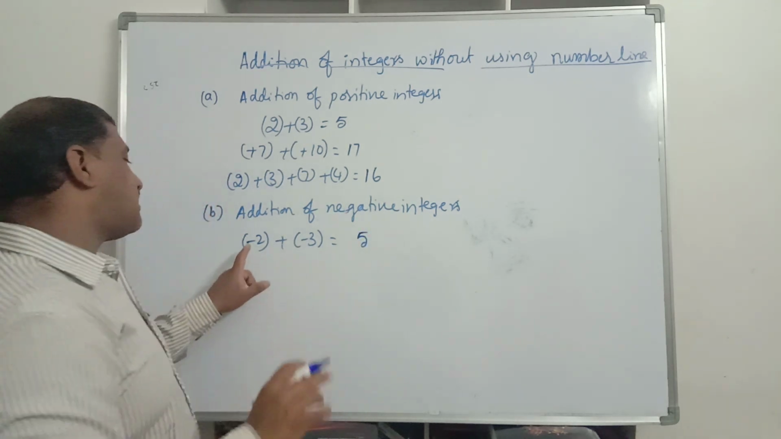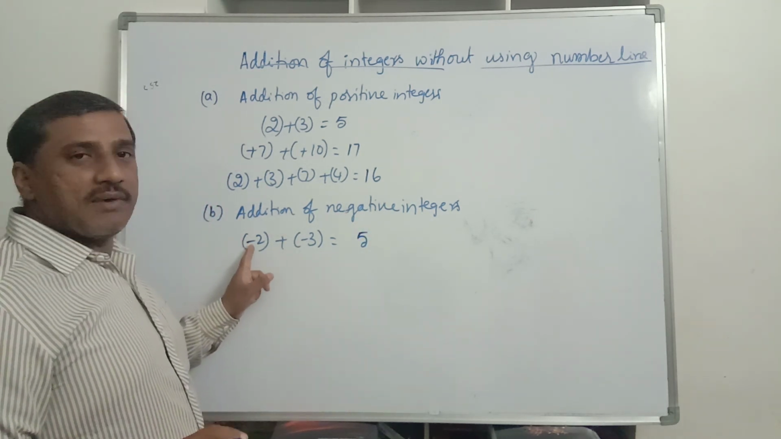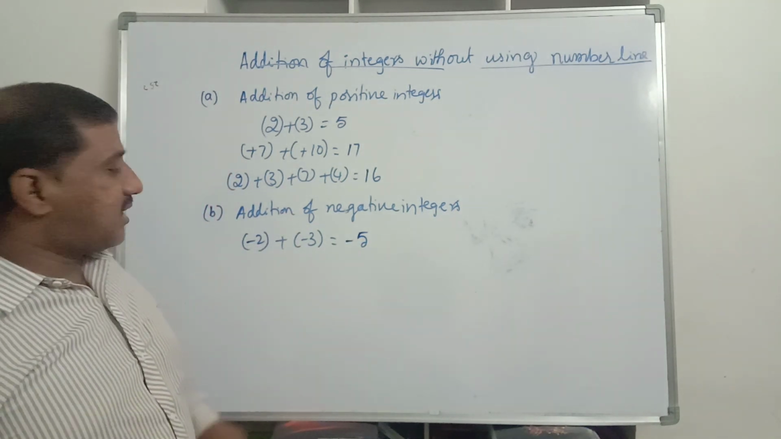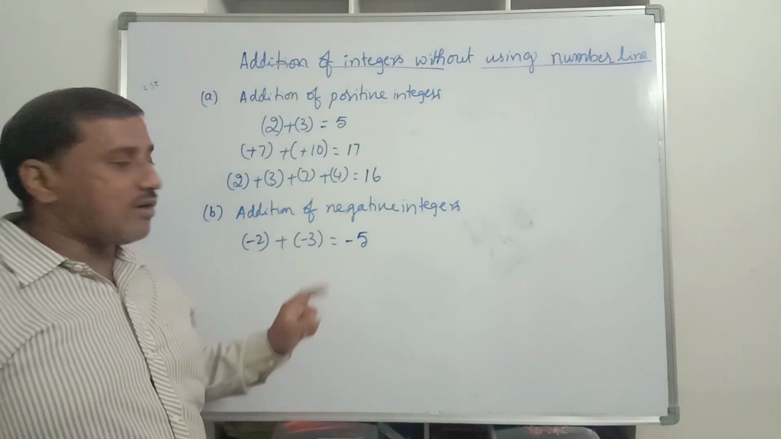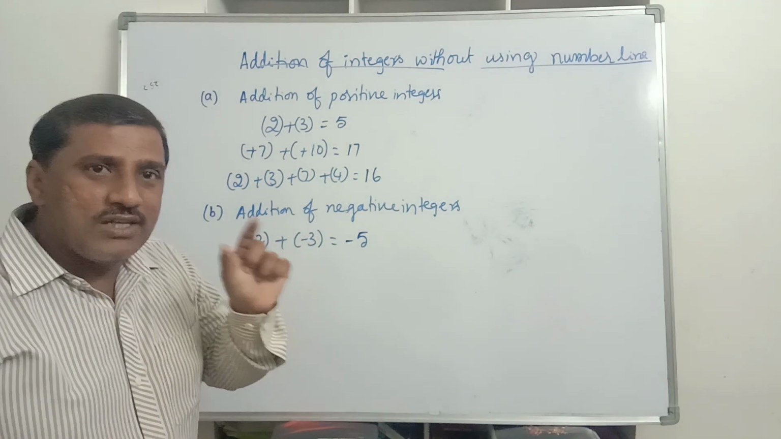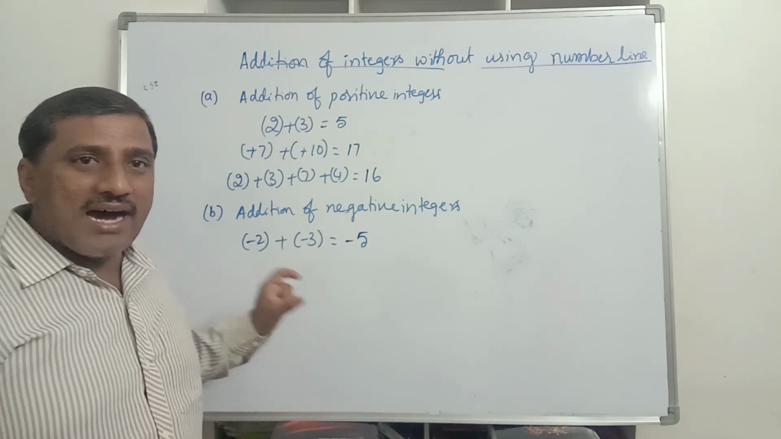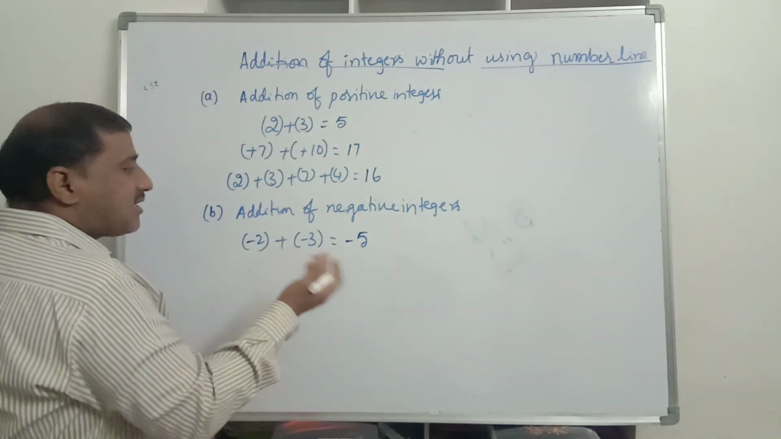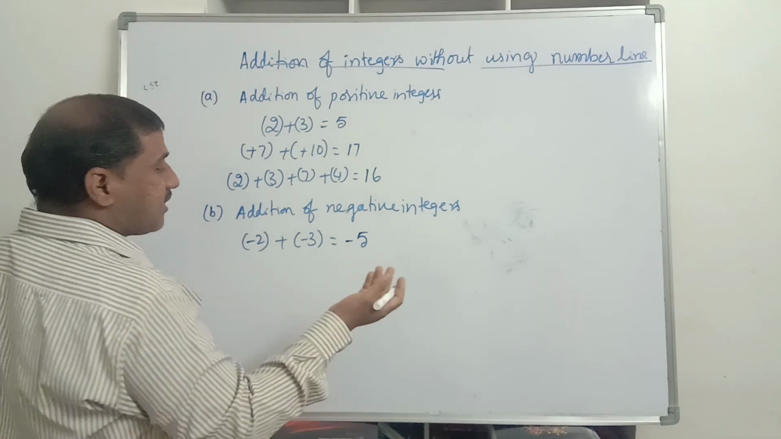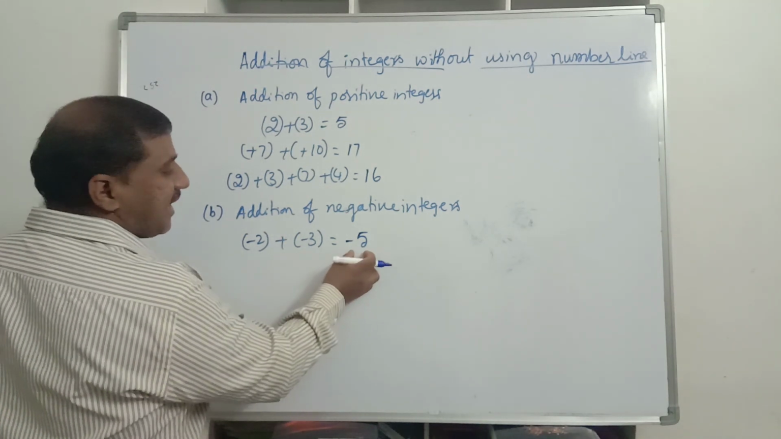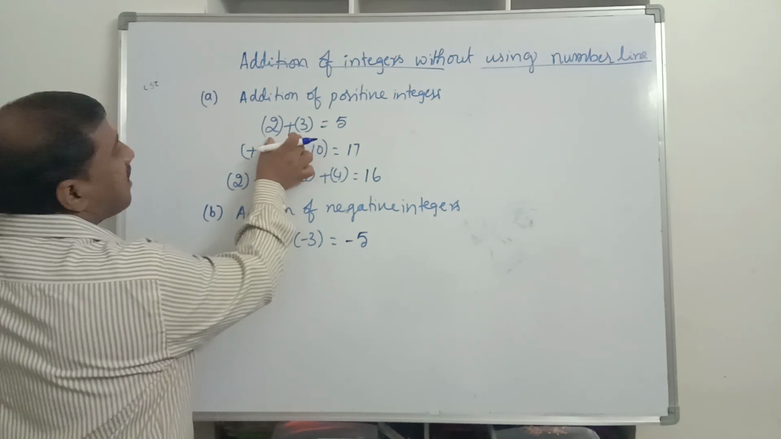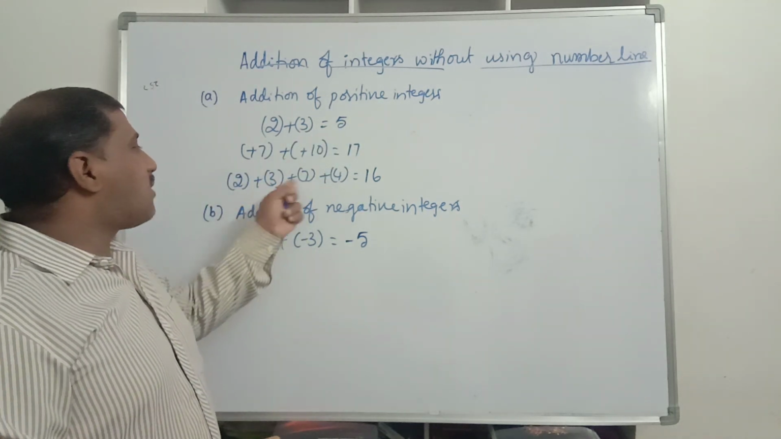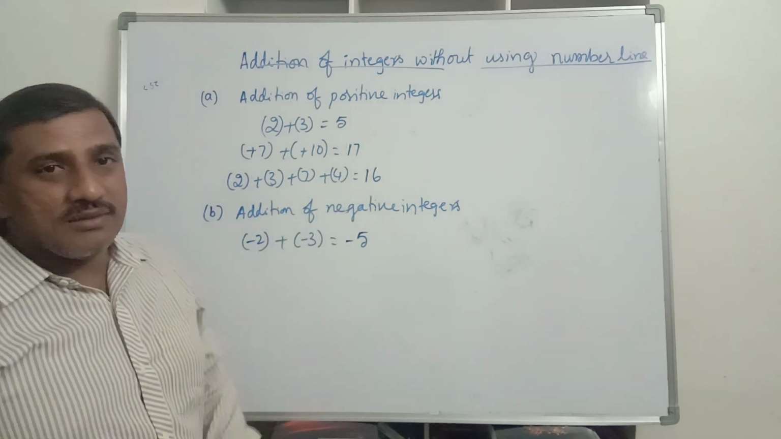And take the common sign. What is the sign for 2? It is minus, and for 3 it is minus. You take the common sign, minus. Therefore, minus 2 plus minus 3 is equal to minus 5. While adding two negative integers, what to do? Add the numbers and take the common sign. So addition of two negative integers is a negative integer. Addition of two positive integers is a positive integer. Addition of two or more positive integers is always a positive integer.